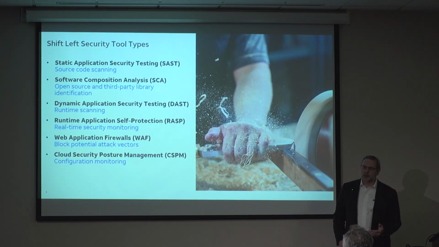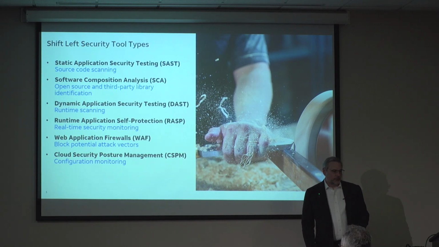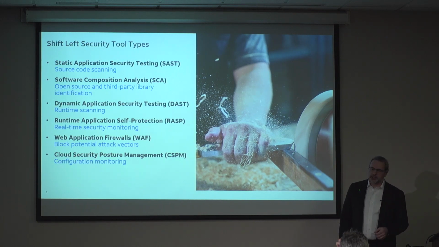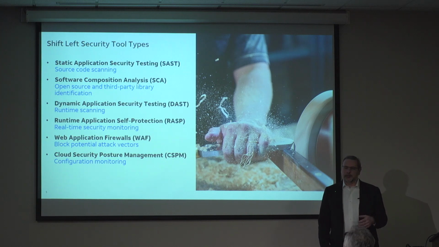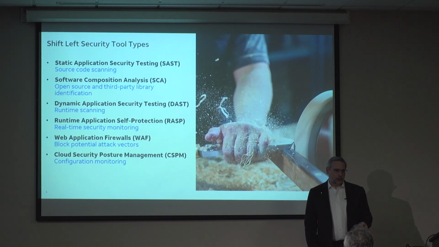There are quite a few different tool types out there to help our developers get secure code delivered to production. This is a list of the different tool types. I'll start at the top here, static application security testing. This is where we're examining the code of the software and making sure that the code doesn't have any particular vulnerabilities that the developer may have accidentally put in.